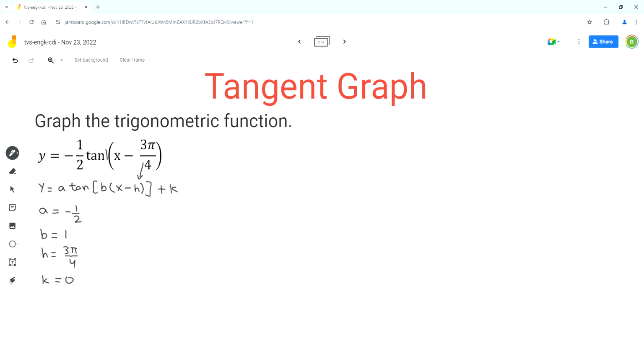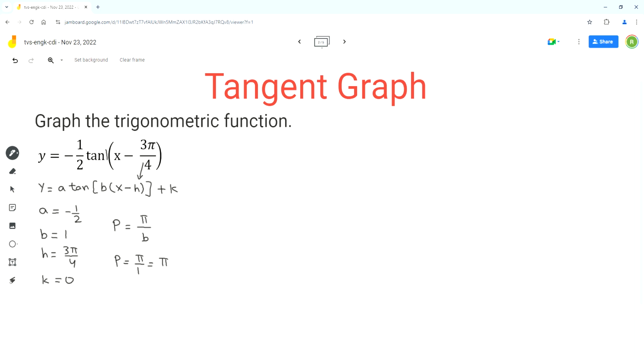subtracted. Next, we can find the period of this transformed tangent function. We'll use the period formula. Pi is the period of the tangent base function or parent function. The value of b is equal to 1. So the period of this transformed tangent function is pi.